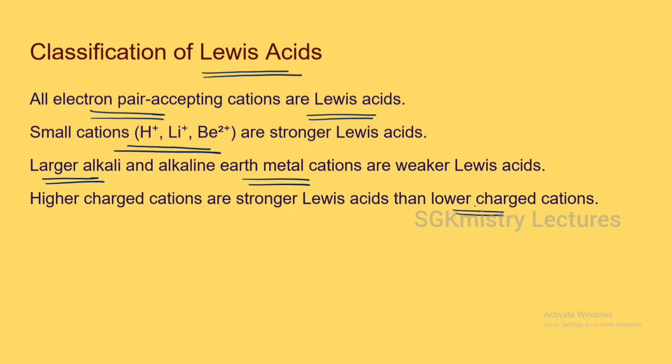So mainly the size of the cation should be smaller, as well as the charge on the cation should be higher, to make it a stronger Lewis acid. Now, let us look into certain examples to justify these different conditions.